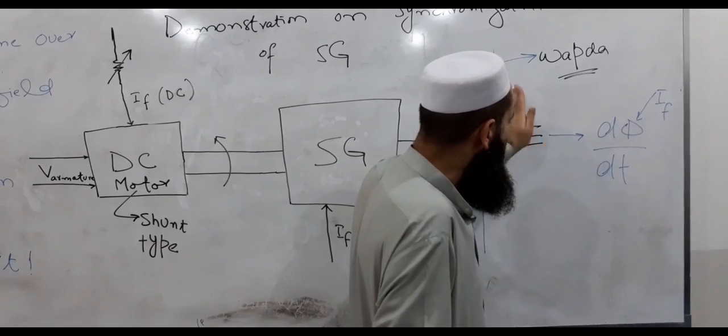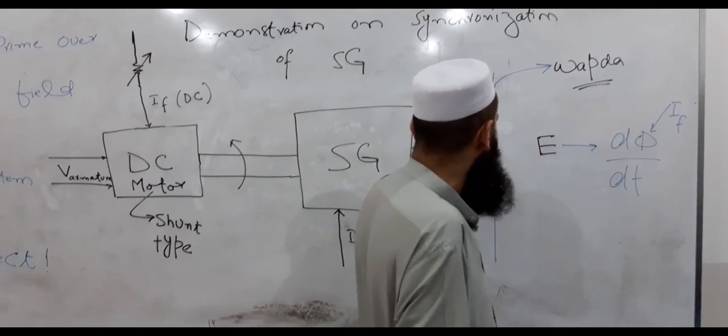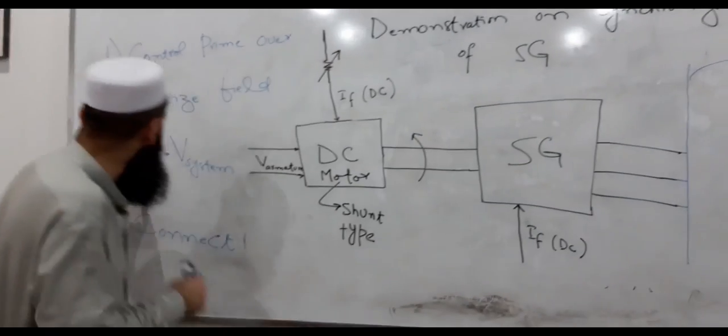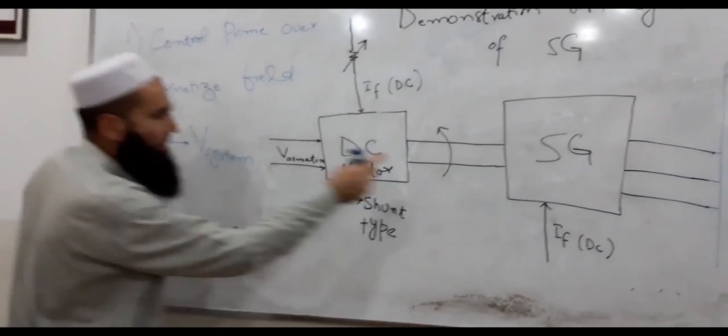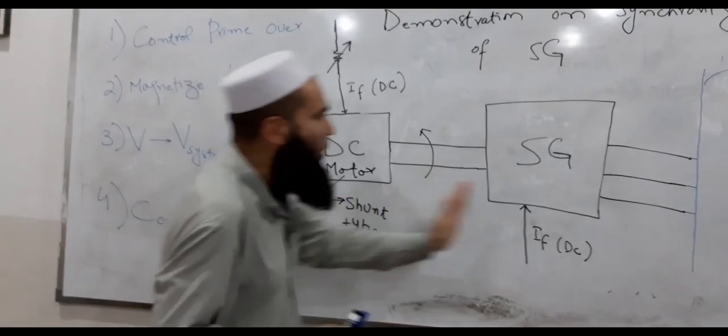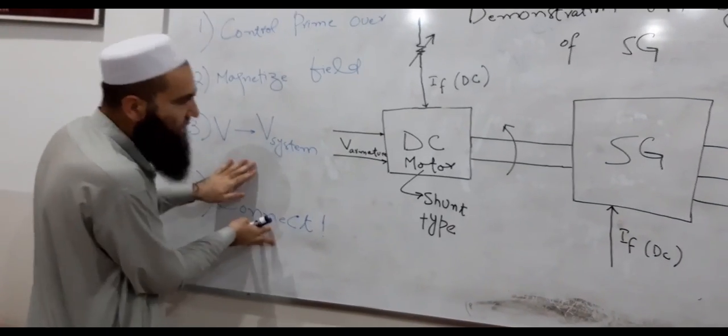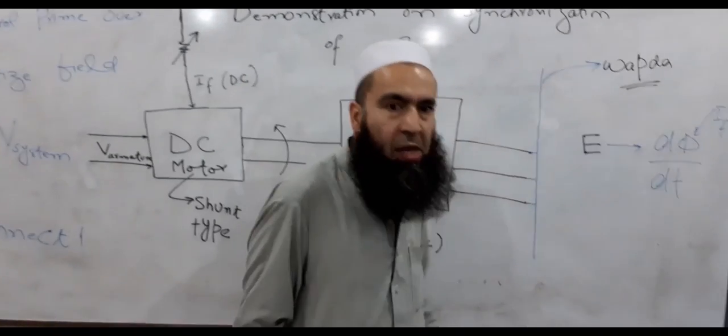So by these two methods, we will change the derivative of the flux. We will increase or decrease its induced EMF, and correspondingly we will change the terminal voltage. And once we achieve the voltage of the generator equal to that of the system, we will then connect it. So once we connect it, we call it synchronization of the synchronous generator.